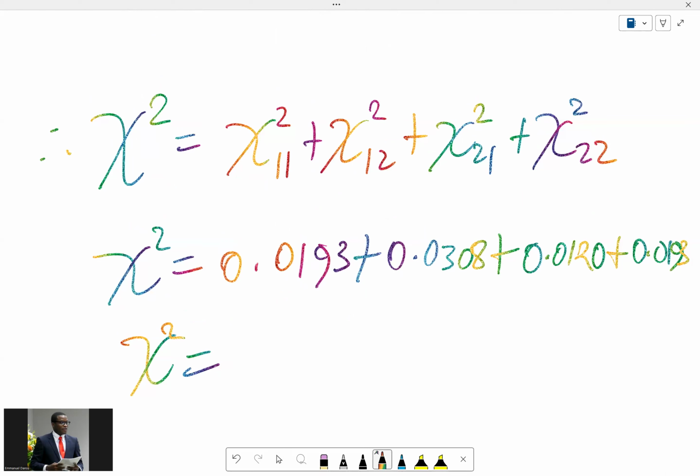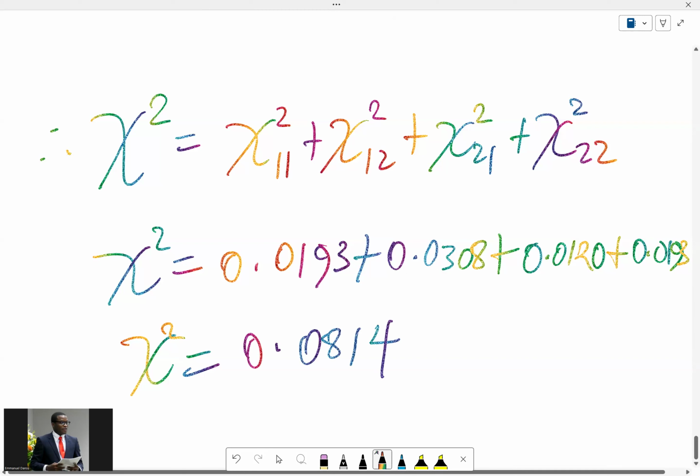0.0193 plus 0.0308 plus 0.0120 plus 0.0193. So all of that will be 0.0814. So that is the test statistic. You can as well call that chi-squared test. Then I'm sure the next thing we're going to need is degrees of freedom. Then we go to chi-square critical and all that.